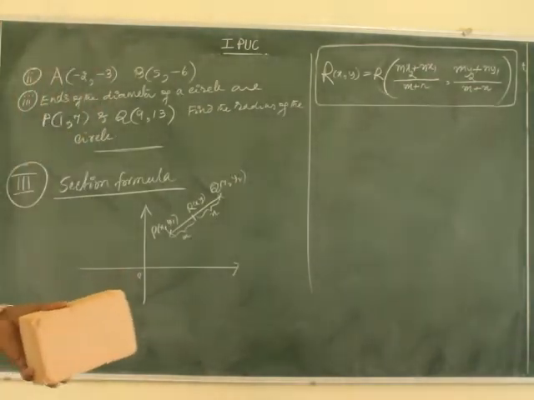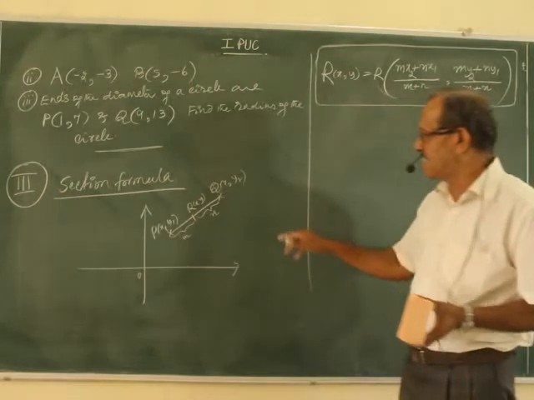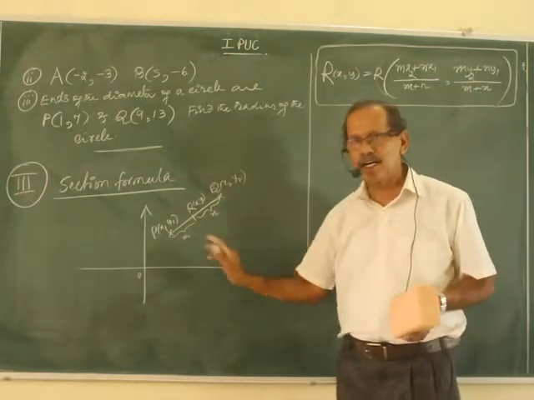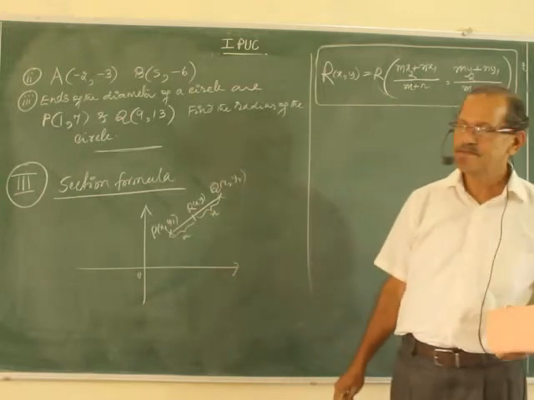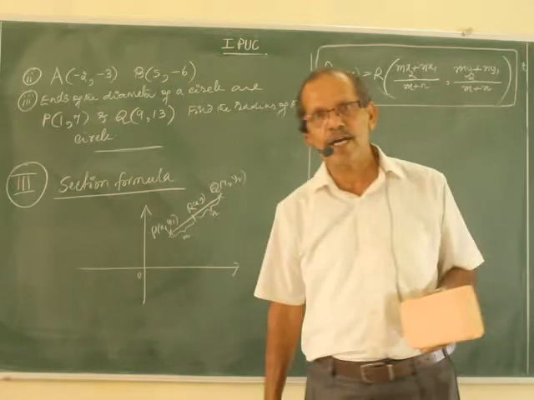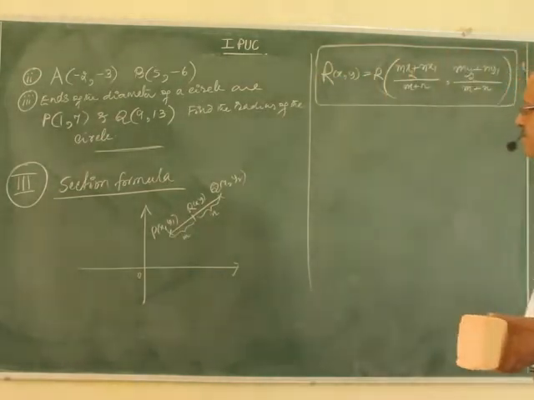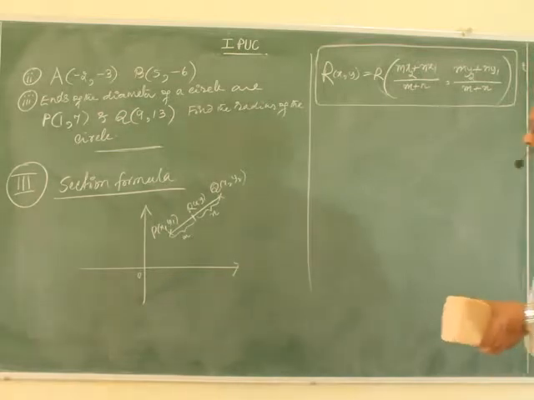Point divides internally in the ratio m:n. No more explanation is required. So draw the figure or this particular idea clearly in the figure itself. Draw the figure, straight line, show the points, show the ratios, everything clearly. Section formula.